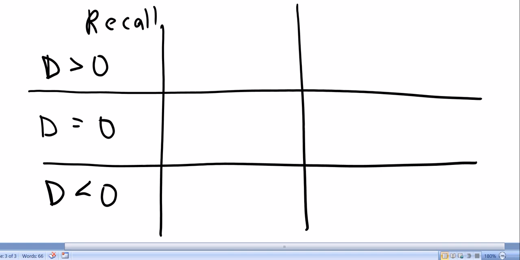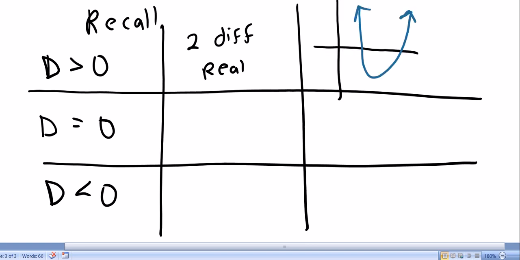Recall that the discriminant is used to describe the roots, but it also allows us to know how many x-intercepts we'll have. So recall that if D is positive, there were two different real roots. And if you remember, the graph looks something like this. And that's because it had two intercepts, one right here and one right here. So there's two different real roots. The fact that there's two different ones gives rise to the idea that there's two x-intercepts. Those two are these blue ones right here. So this has two x-intercepts.